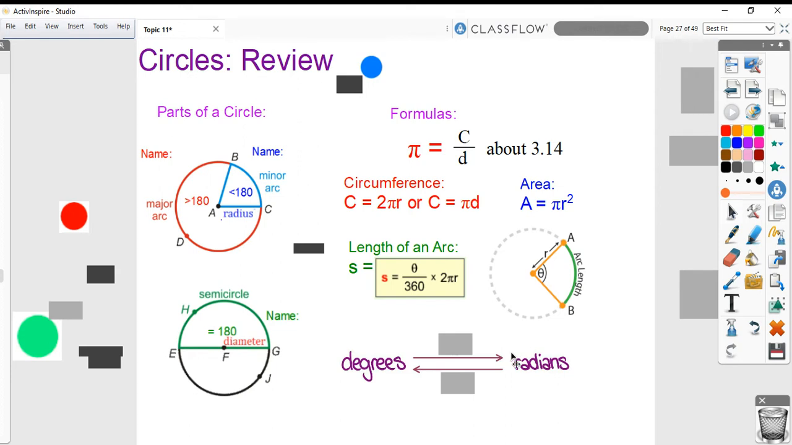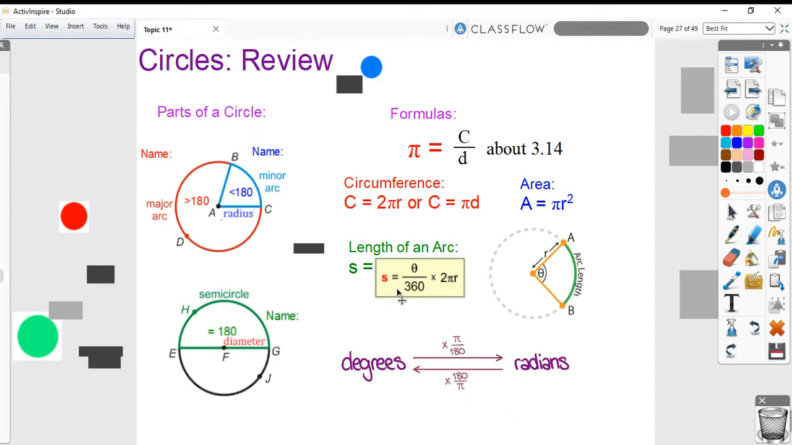Our last set of formulas that we used was actually just a quick little conversion factor. If you are trying to convert a degree measurement of an angle into a radian measurement, you multiply times pi divided by 180. And if you're trying to convert the other way, going from radians to degrees, you multiply times 180 over pi. All right.